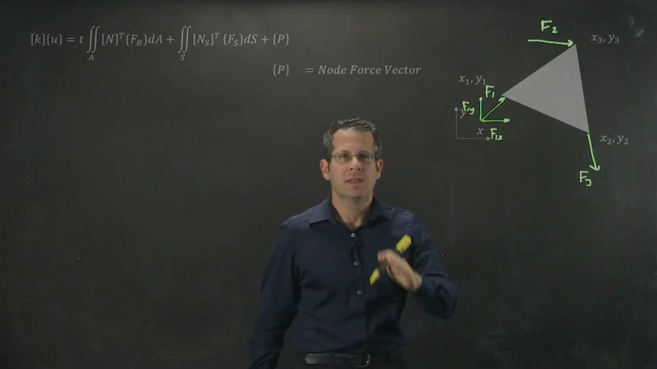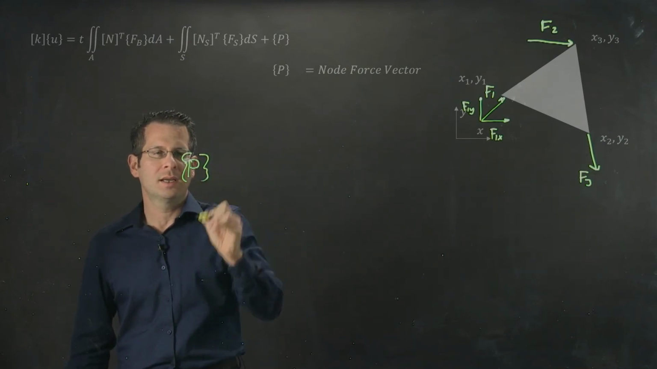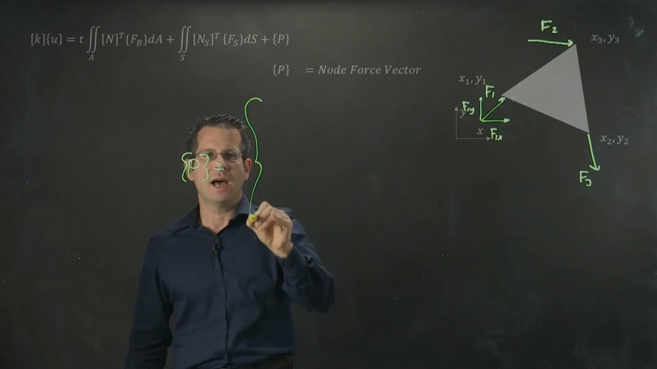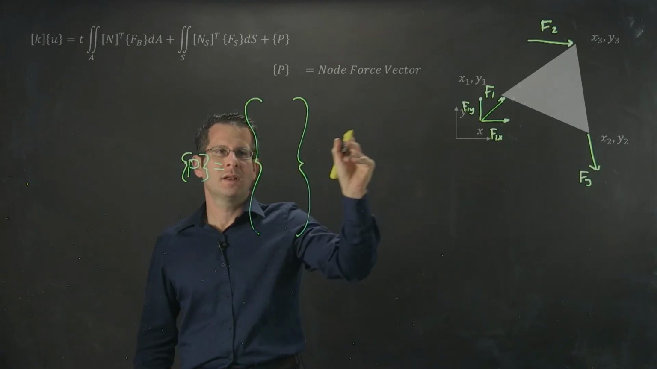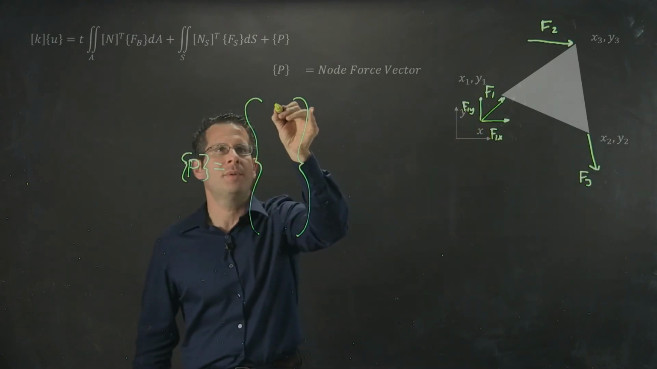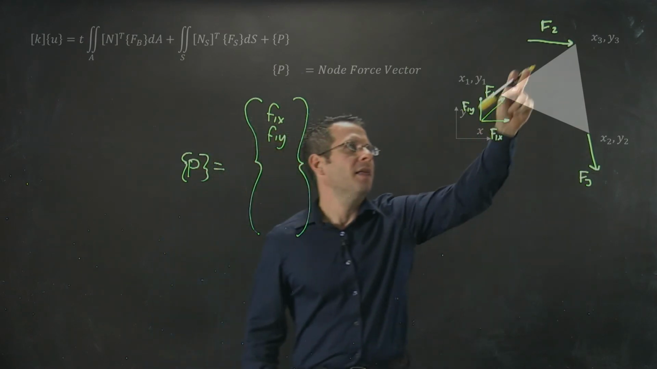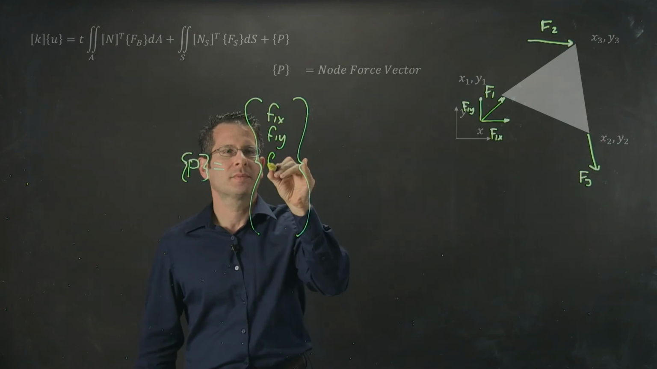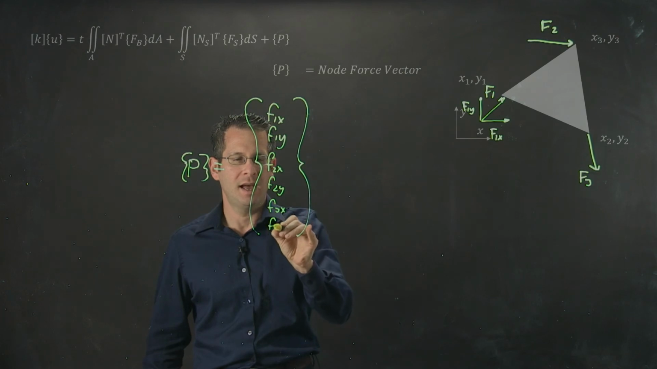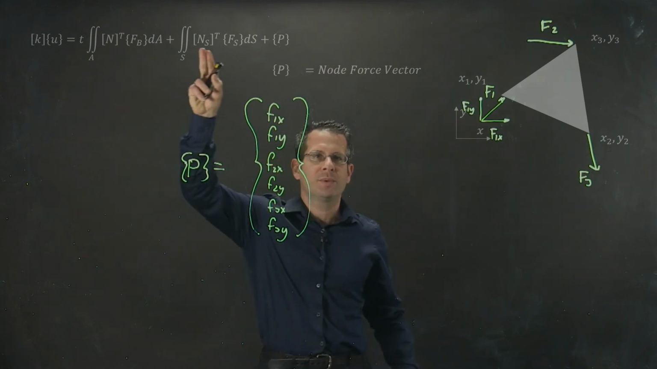This would be F1y. This vector P, much like it was in our one-dimensional bar and beam elements, can be written so that I have my force affecting node 1, the x component and the y component, F1x, F1y, and then the other various components, F2x, F2y, F3x, F3y.